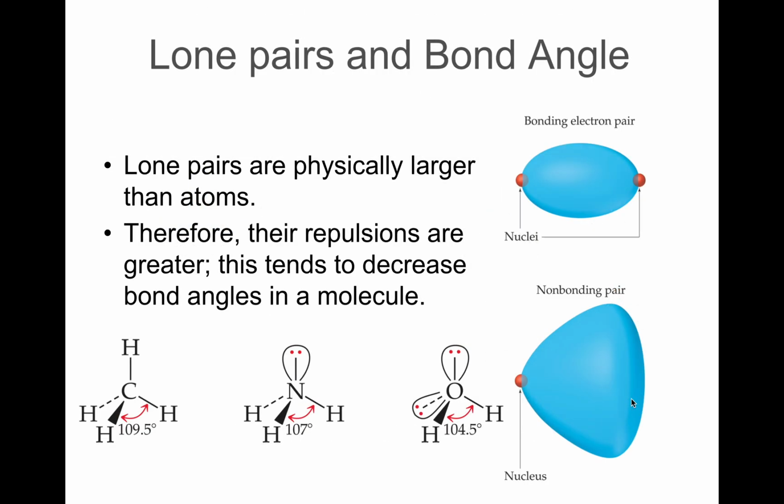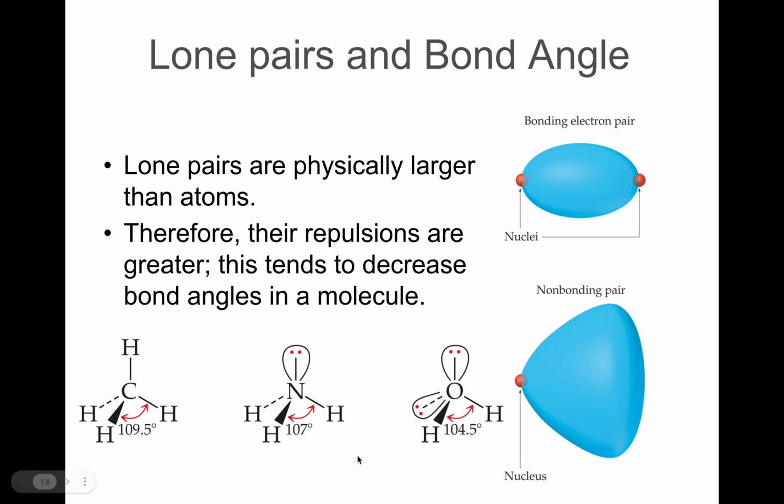Now, lone pairs and bond angles, okay? So lone pairs are physically larger than atoms. Okay, so they're going to take up more of a space. And because they take up more space, their repulsion is going to be greater. And this tends to decrease the bond angles in a molecule. Okay, so if you have lone pairs of electrons, it's going to squish those bonded atoms a little bit closer together and further from the lone pair of electrons. And that's just because the lone pairs, they take up more space.